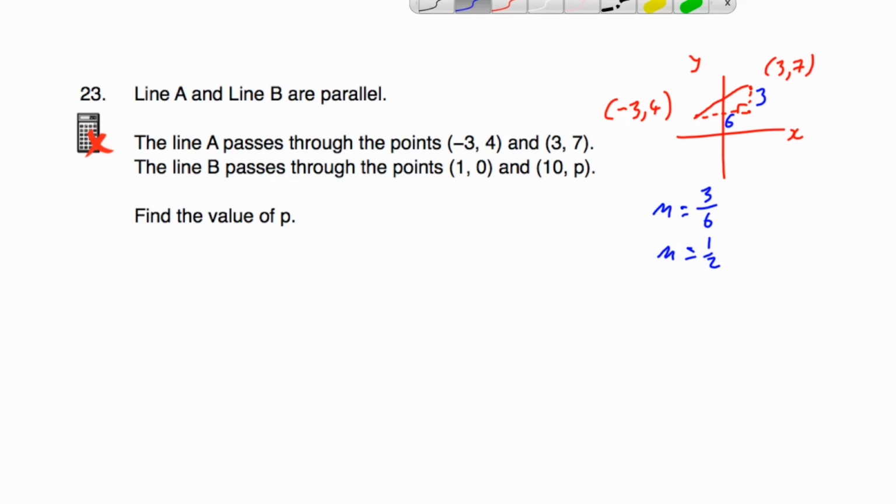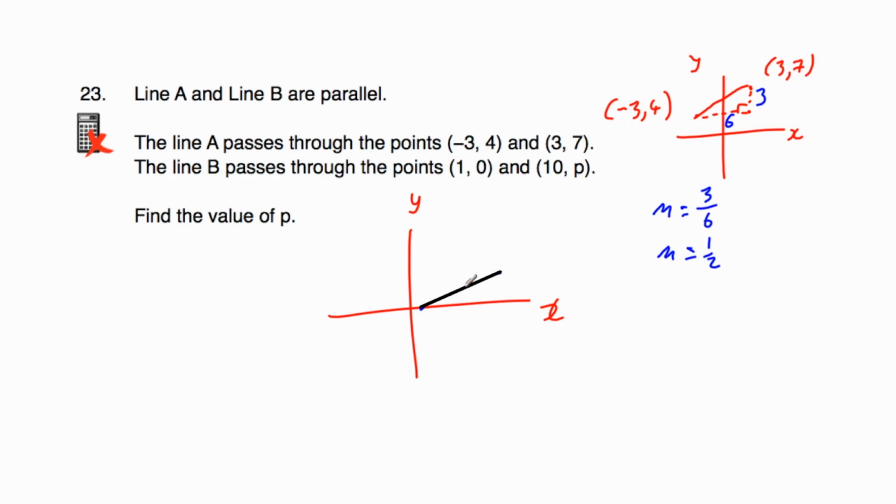So again, let's do another sketch. We've got our x and y axis, and let's put our points. We've got the point (1, 0), so that's going to be about there. We've got the point (10, p), so it's going to be 10 across. Now we know the gradient's a half, so it is going upwards, so it's going to be up here somewhere. Then let's join our points up, and we know the gradient of this line is equal to a half.